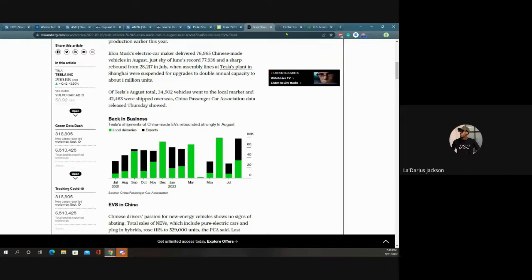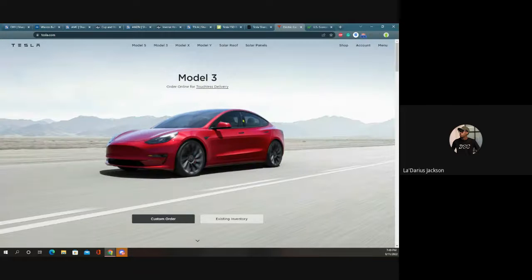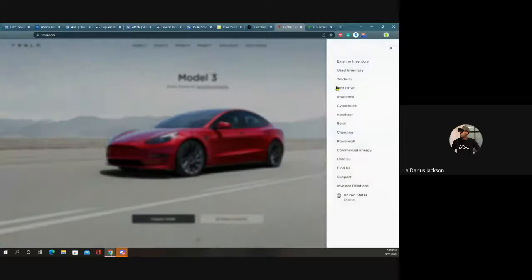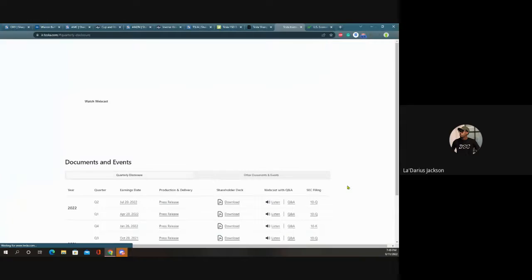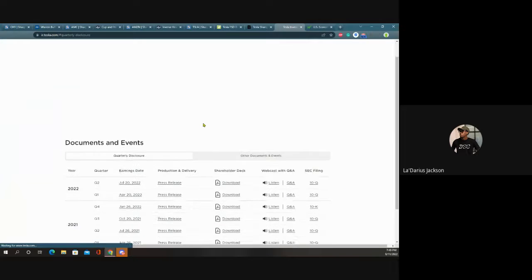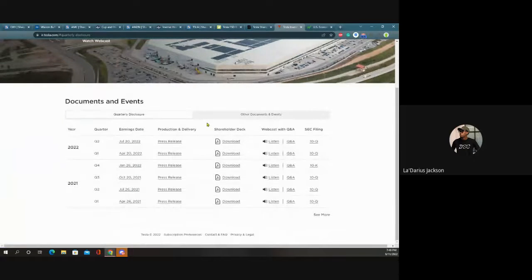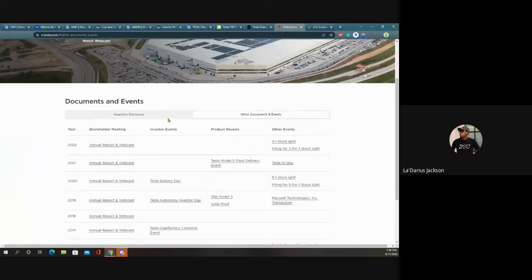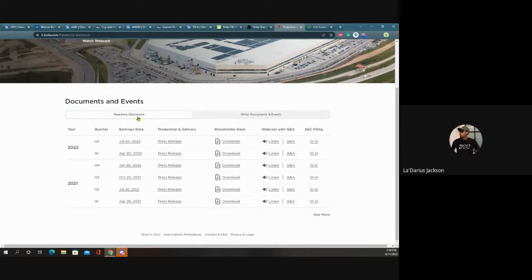How do I know this? Again, I'm showing you all how to do research. I know this because I went to Tesla's website, and I went to their menu, their investor relations, and I said, okay, when does Tesla have events or earnings? Or you see other events, like the 3-to-1 stock split from 2020. So there's a lot of information on their website.